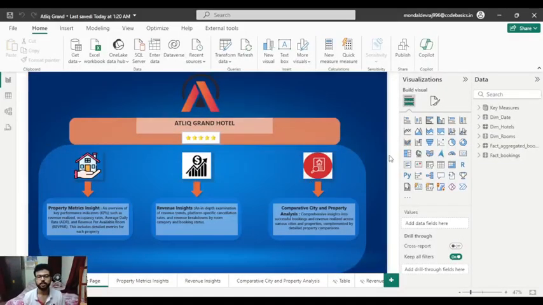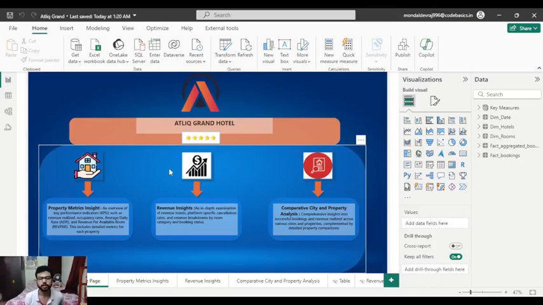Now, let's begin with our Power BI report. So, this is the first page of our Power BI report. As we can see, this is the home page. Here we can see the property metrics insight. Property metrics insight is an overview of key performance indicators such as revenue realized, occupancy rates, average daily rate, and revenue per available room. This includes detailed metrics for each property.